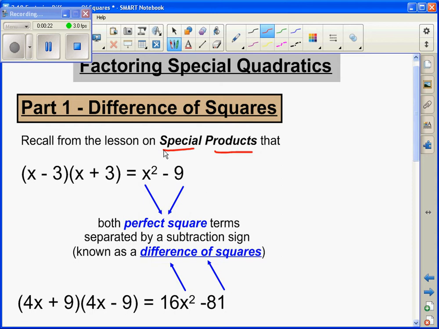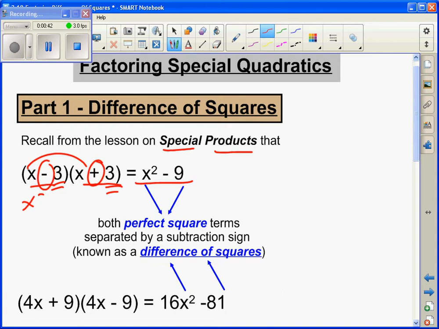products: when we take a FOIL question using the same last term, so using the same 3 here, but with opposite signs, so one of them has a plus and one of them has a minus, we actually wind up getting a binomial. And that binomial is there because that middle term winds up getting canceled out, right?